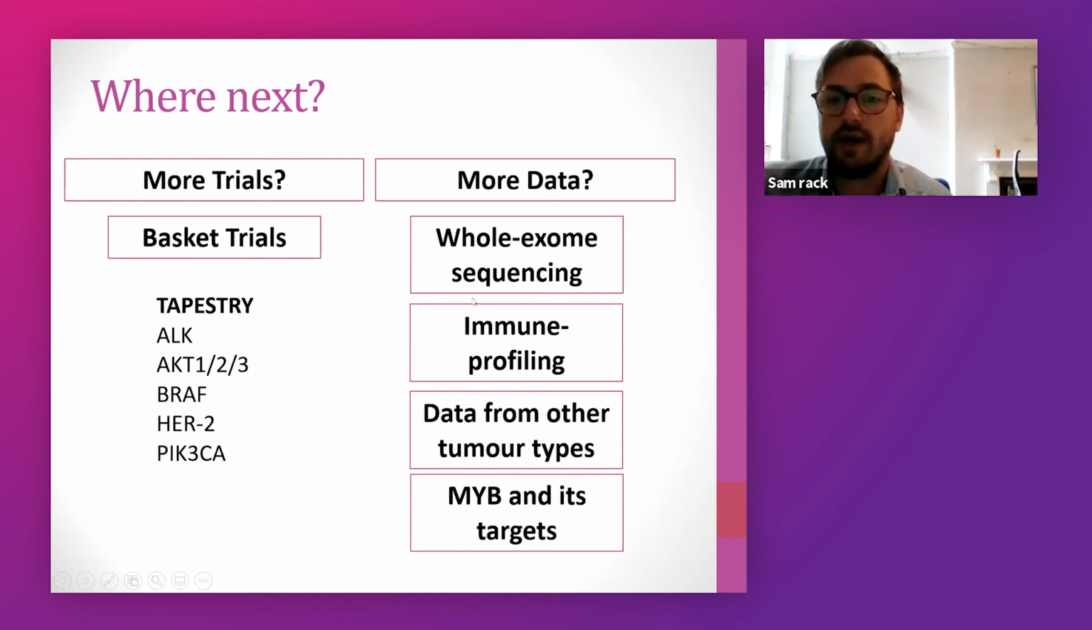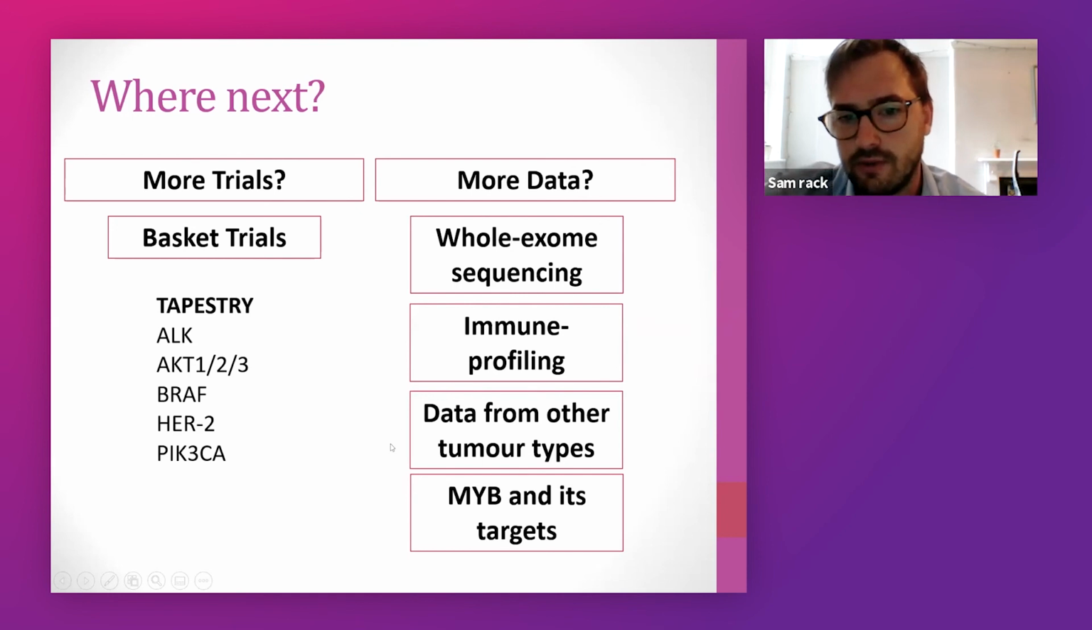We're also looking at immune profiling, trying to understand how the immune system plays a role within adenoid cystic carcinoma. We know that it doesn't respond particularly well to immunotherapy, but why not? And is there a way to change that in the future? Is there a way to intervene there?